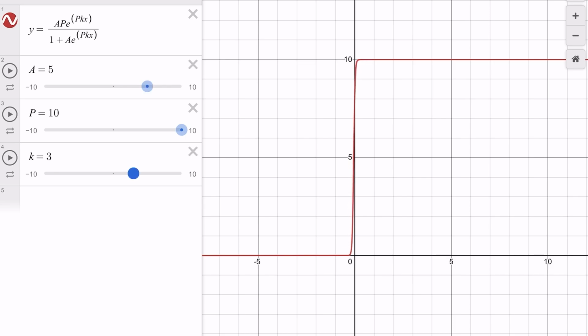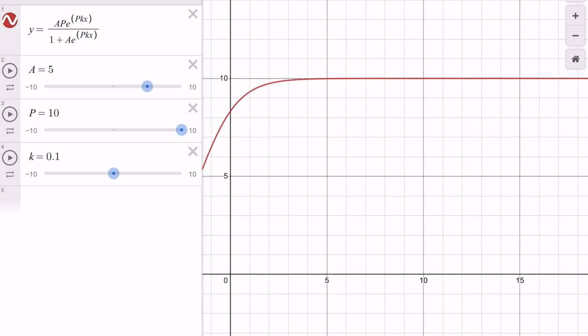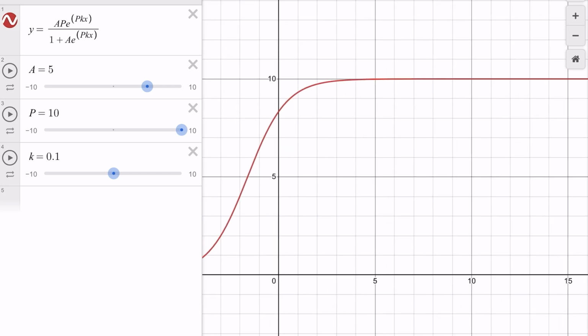And then k is related to the growth rate. It's a positive constant. And you can see there that it's kind of tending towards the maximum population of the school.